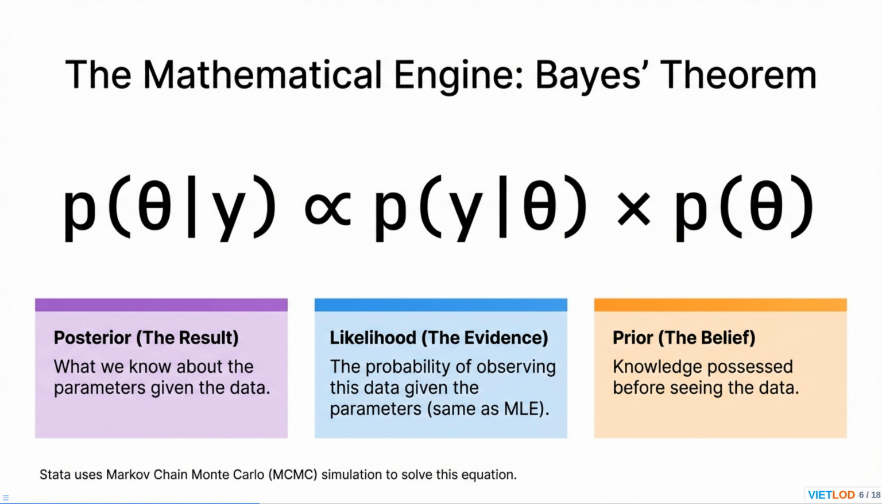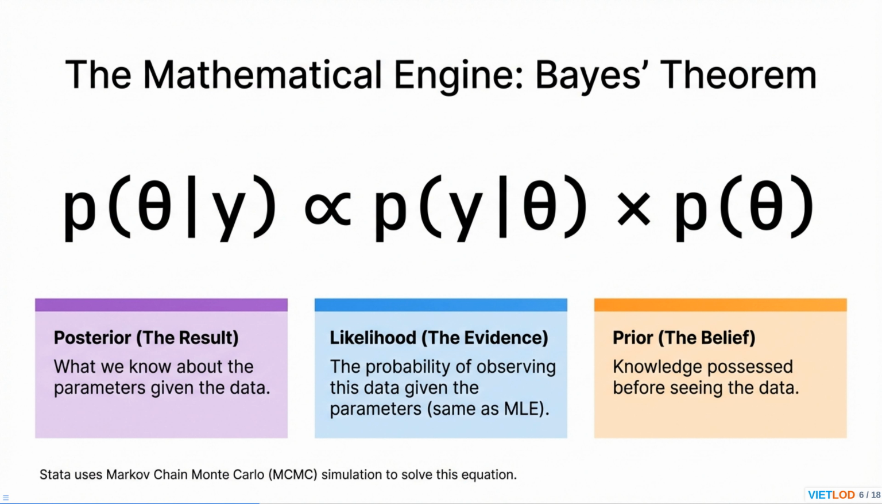At the very core of Bayesian analysis lies Bayes' theorem, our mathematical engine for updating beliefs. The formula, as shown, states that the posterior is proportional to the likelihood multiplied by the prior. Let's break down each component. The posterior, denoted as p of theta given y, represents our updated knowledge about the parameter theta after we have observed the data y. This is the ultimate result we are seeking.